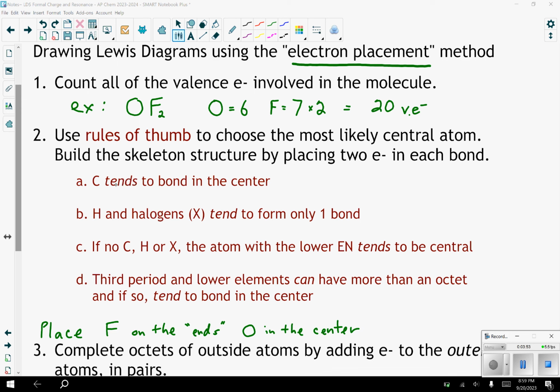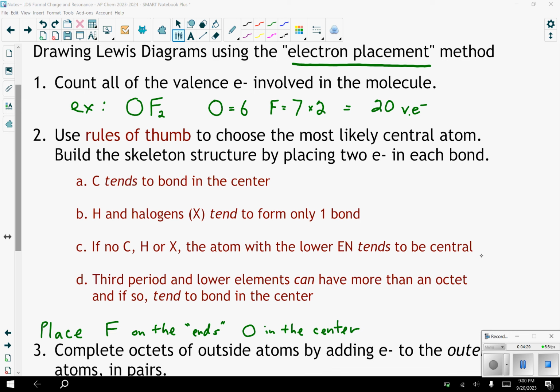So first of all, as you see in the list, carbon likes to bond in the center. So if carbon is in your molecule, put carbons in the center. They also like to bond to themselves. We also know that halogens and hydrogen tend to form only one bond, and because of that, they are usually on the ends of a molecule. If your molecule doesn't contain carbon, hydrogen, or a halogen, the atom with the lower electronegativity tends to be what we call the central atom.